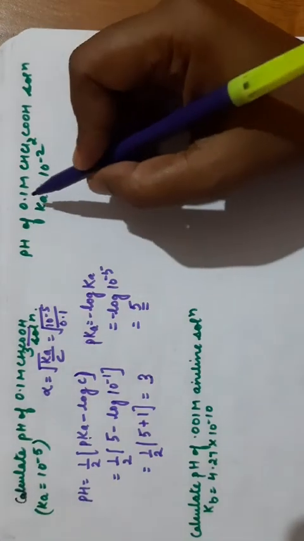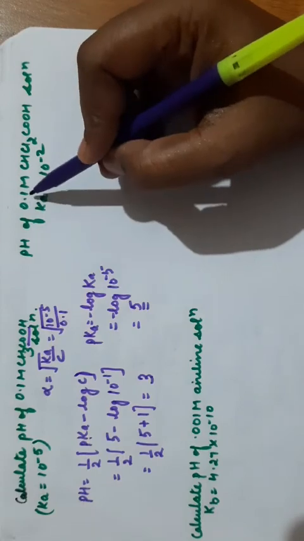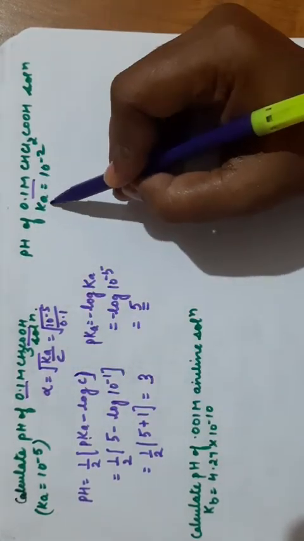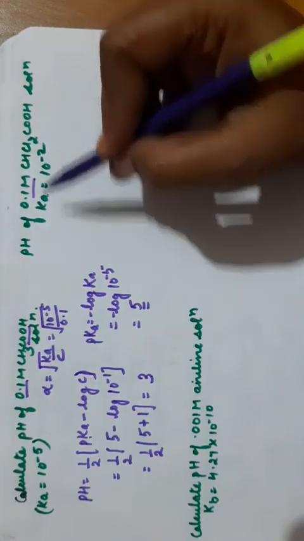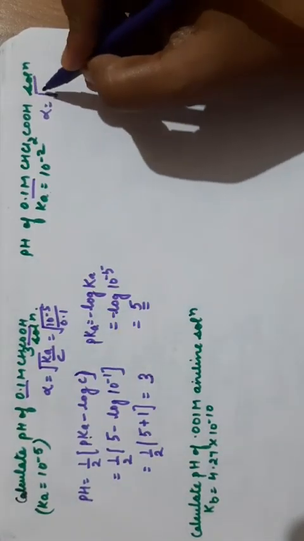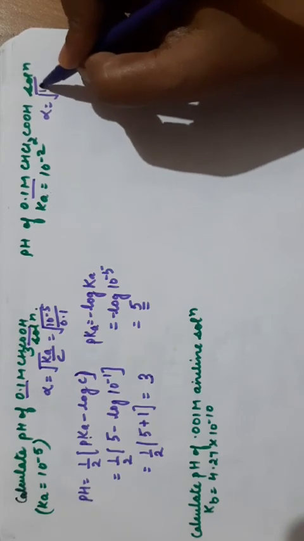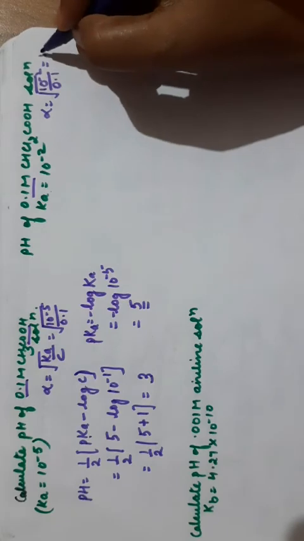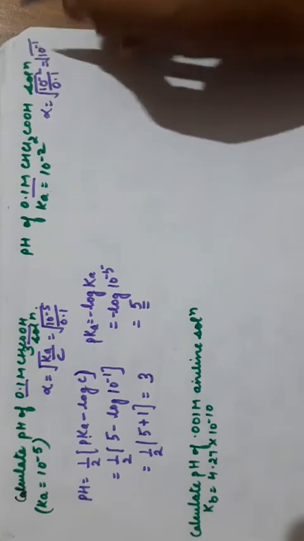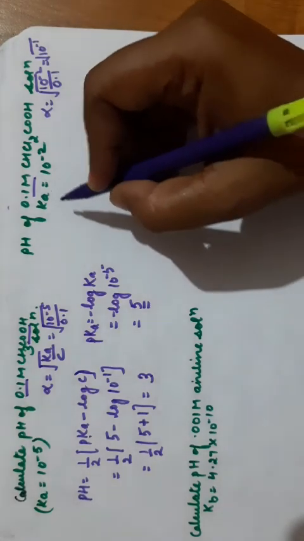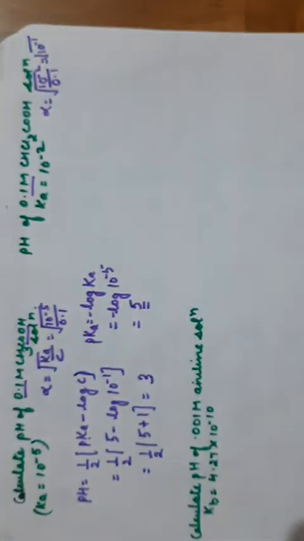Now let us solve a similar question. Here we have to calculate the pH of 0.1 molar. Molarity is same, but K value is quite high. It is 10 power minus 2. Here it was 10 power minus 5. So if we calculate alpha, it will be square root of K upon C. So 10 power minus 2 upon 0.1, it will come out 10 power minus 1 square root. So that will be quite high value. It will be greater than 5%. So we cannot ignore the value of alpha.